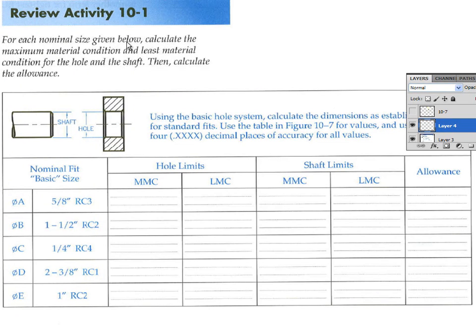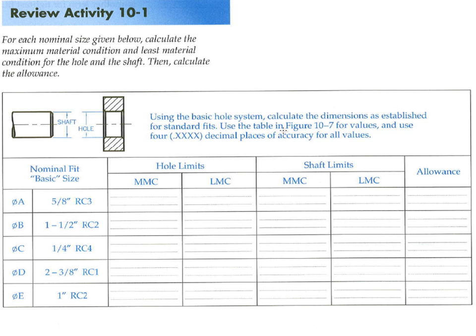In this video, we're going to look at the solution for Review Activity 10-1, and we're asked to find the MMC and LMC, that's the maximum material condition for a hole and a shaft, and the least material condition for both a hole and a shaft. They're asking us to do this using the lookup table, figure 10.7 for values. Normally you would use the machinist's handbook, but that is another class. We're just doing the basics right now. They're asking us to do everything to 4 decimal places of accuracy. So let's go ahead and get started and see how to do one of these problems.